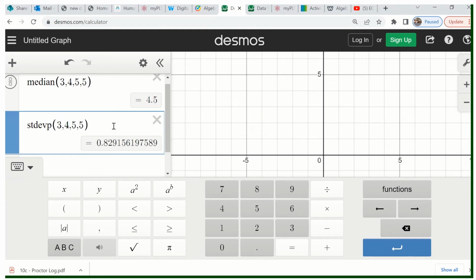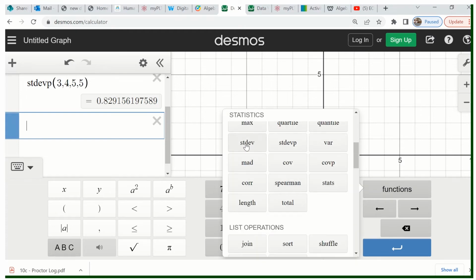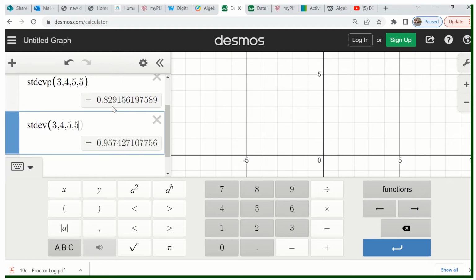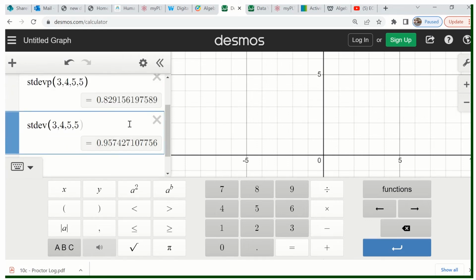Just in case you're wondering, if we did the sample standard deviation, this one, and I do 3, 4, 5, 5. They're often very close. This is actually a really small data set, so they're further apart than they usually are. But for a big data set, they'd actually be close together. One of them, you just divide at the end by a number that's 1 off.